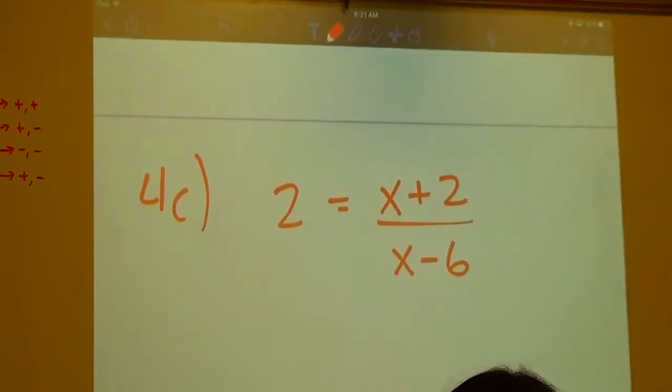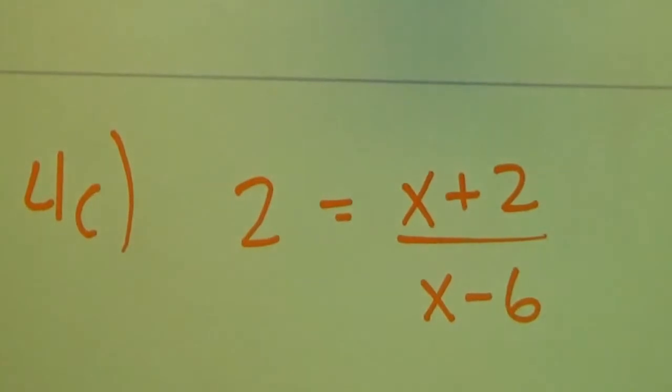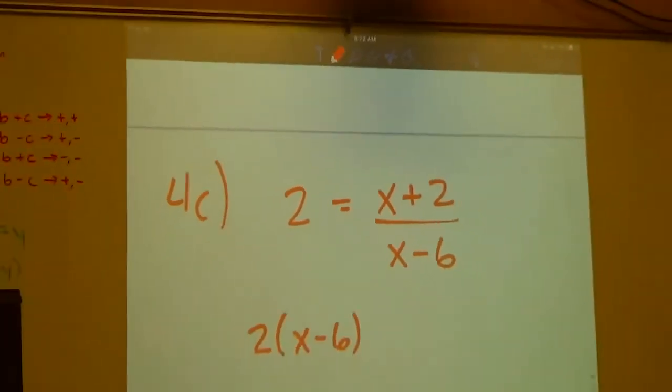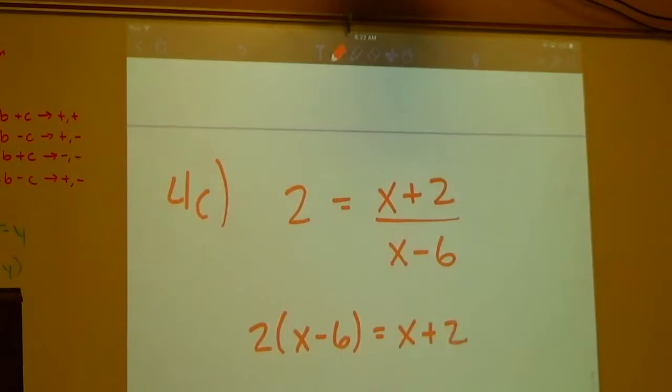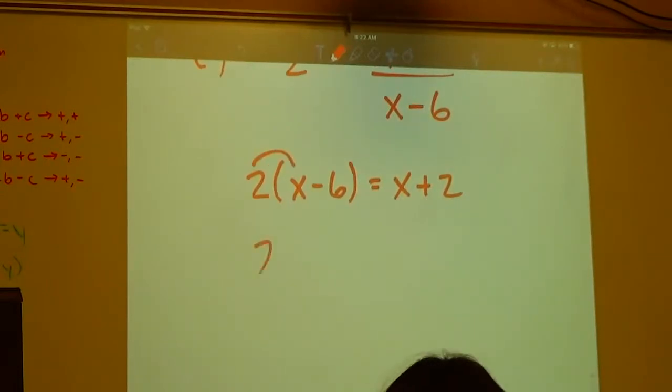I'm going to multiply by the denominator. Or, well, that's the same thing. I was going to say make it a proportion, but it's the same thing. So I'm going to have 2 times x minus 6 equals x plus 2. What do we have to do now? Distribute. So 2 times x, 2 times negative 6, and then we get x plus 2.